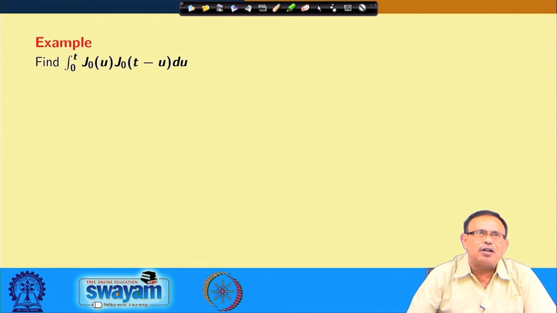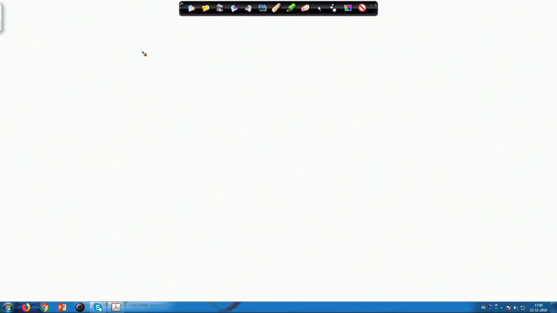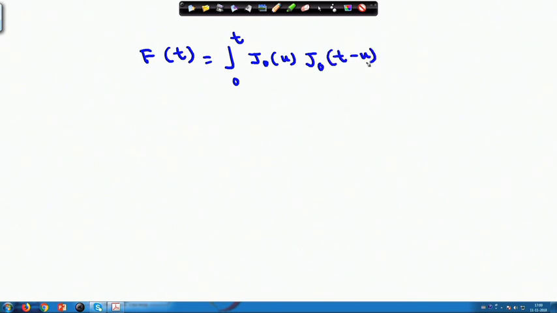Now, let us see another problem involving the Bessel function. We want to find the value of the integral from 0 to t of J0(u) J0(t minus u) du. Suppose your f(t) is the integral from 0 to t of J0(u) into J0(t minus u) du. We are starting from here.